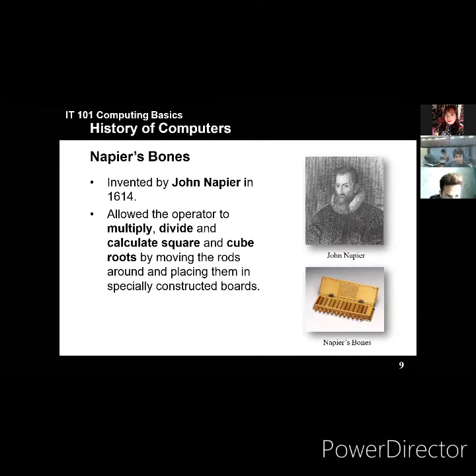Next, on the earliest computing devices is Napier's bones, invented by John Napier in 1614, which allowed the operator to multiply, divide, and calculate square and cube roots by moving the rods around and placing them in specially constructed boards. So itong Napier's bones na to, although meron na tayong abacus, pero for operations lang ang kaya ng abacus, but with the use of Napier's bones, nagkaroon na ng calculations for getting the square root and the cube roots.